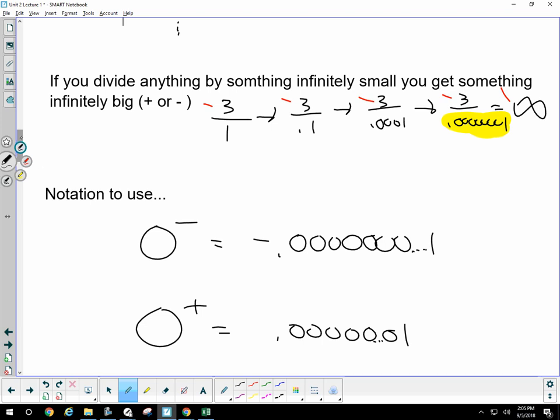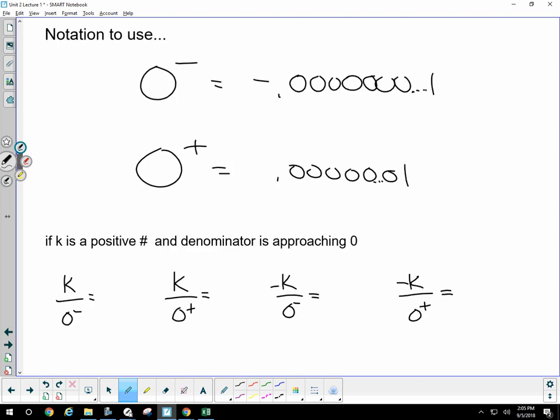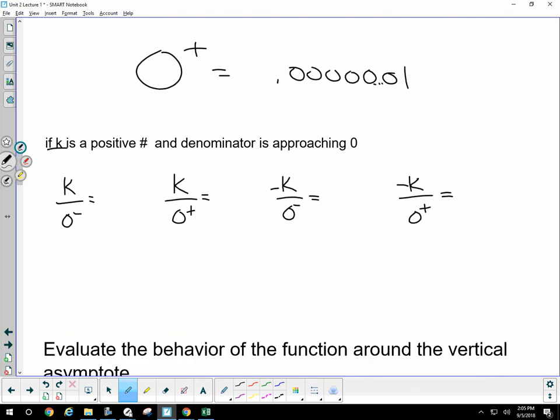Okay? Well, if I have some number k, and k is a positive number, and we have something that is infinitely small underneath k. If I take this positive number and divide it by something small and negative, I'll get something large and negative. If I take this number divided by something infinitely small and positive, it's something infinitely large and positive. It's just keeping track of signs and understanding if we have something divided by something infinitely small.